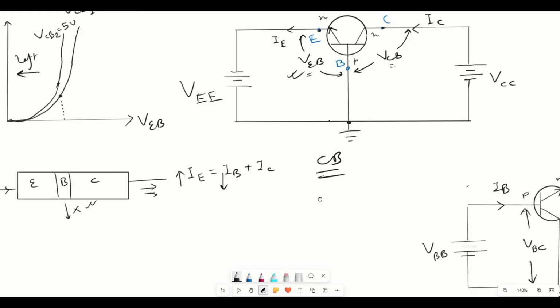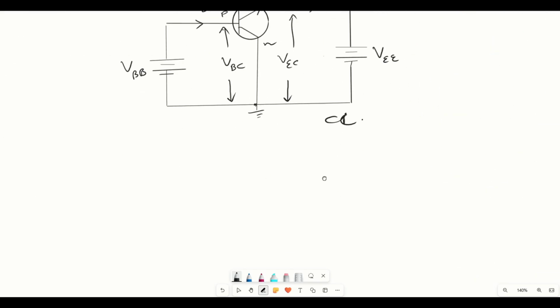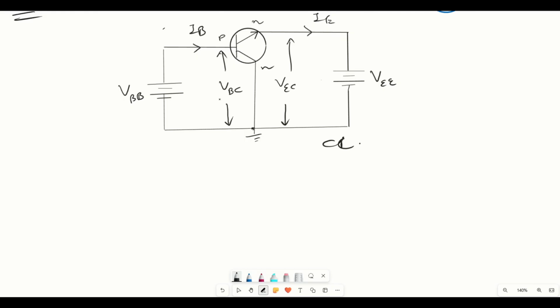Now if we see similarly for common collector, then here also we have base across the input, emitter across the output, and collector in the middle, or collector being common. So here also if we draw the characteristics, then now input current is IB and input voltage is VBC. This is that characteristics, which is same as the input characteristics of the transistor.